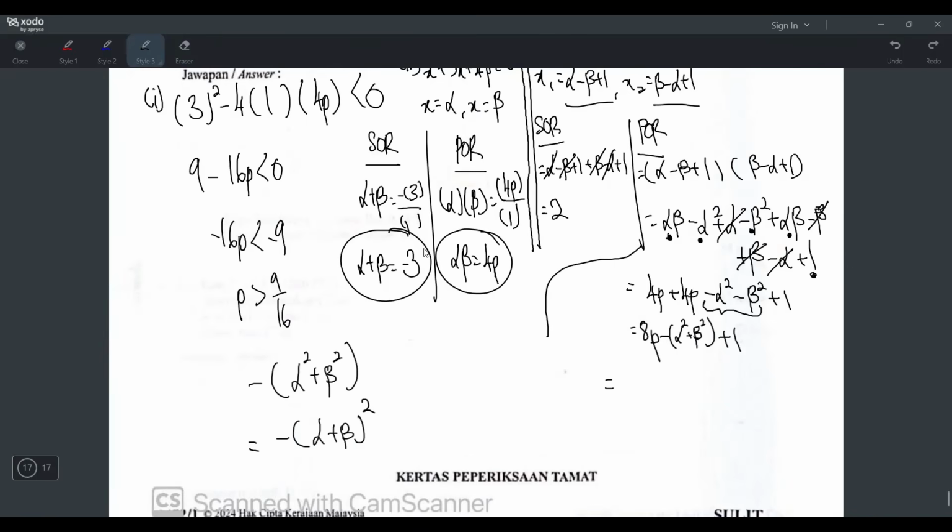And kenapa dia buat macam tu? Because they want to sub this one, and then they just sub the negative 3 inside like that. Okay, this is wrong. This is wrong. Sangat teruk ini, salah. Let me tell you why this is wrong.